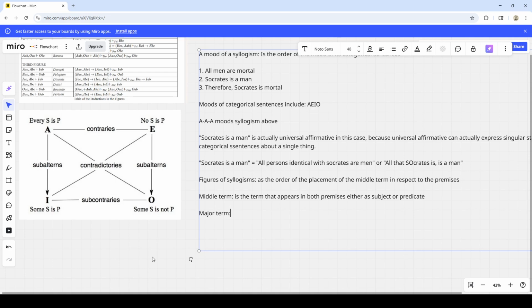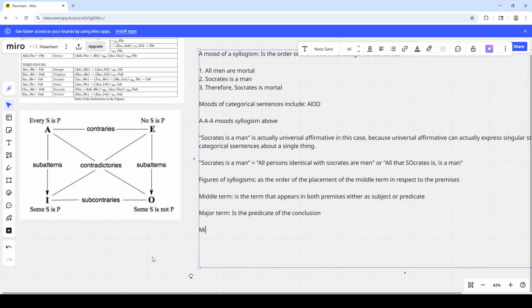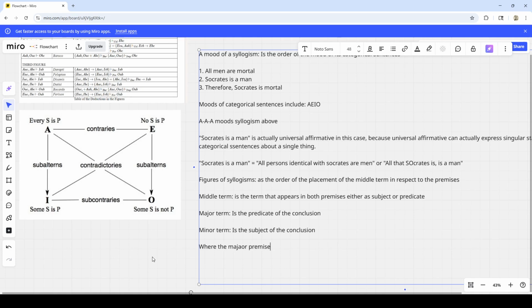A major term is the predicate of the conclusion, while the minor term is the subject of the conclusion, right? The major premise is the premise containing the major term, while the minor premise, as you might have guessed, is the premise containing the minor term.